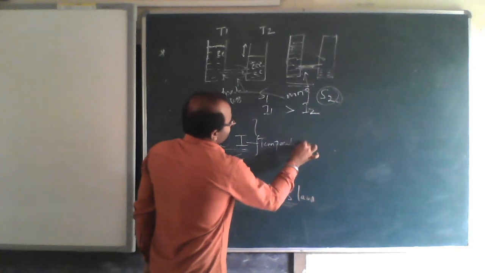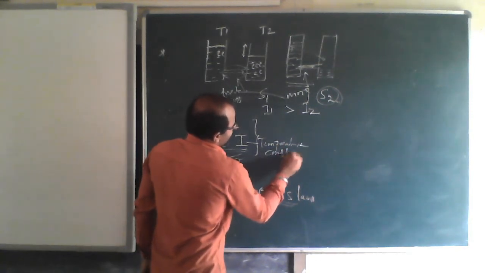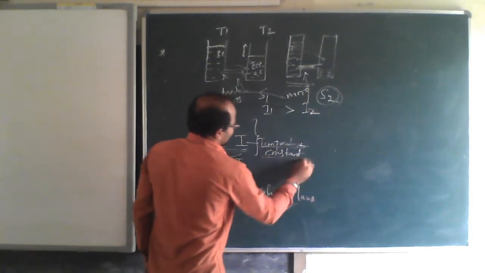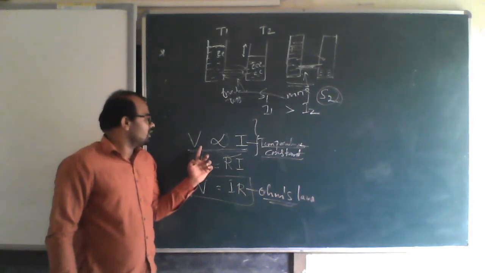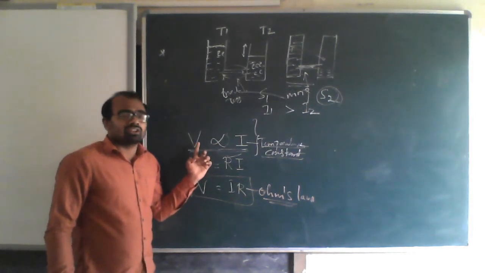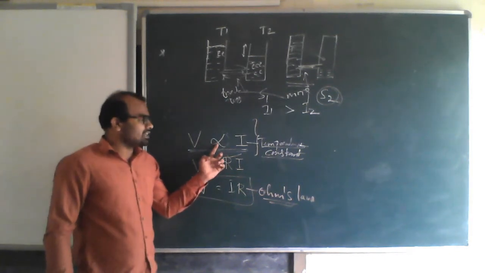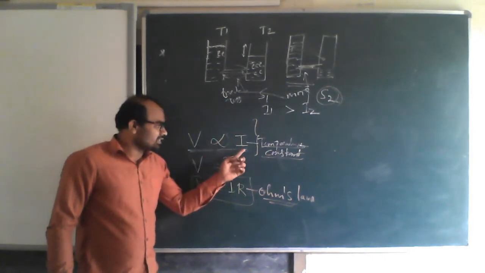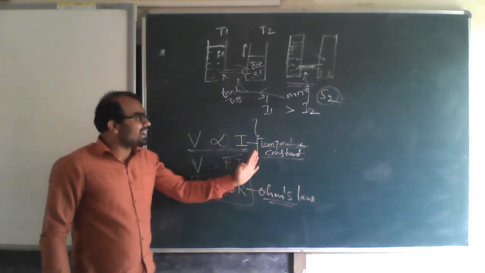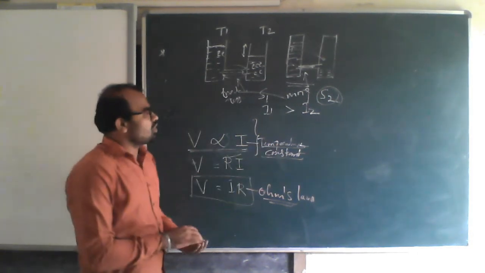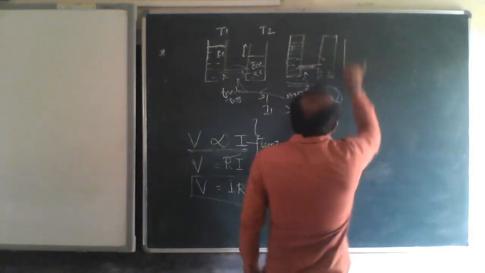Here the temperature should be constant. Temperature must be constant. How to define it? I will tell you once again. The potential difference across the terminals of a conductor is directly proportional to the electric current flowing through the circuit, provided its temperature remains constant. I will write it.